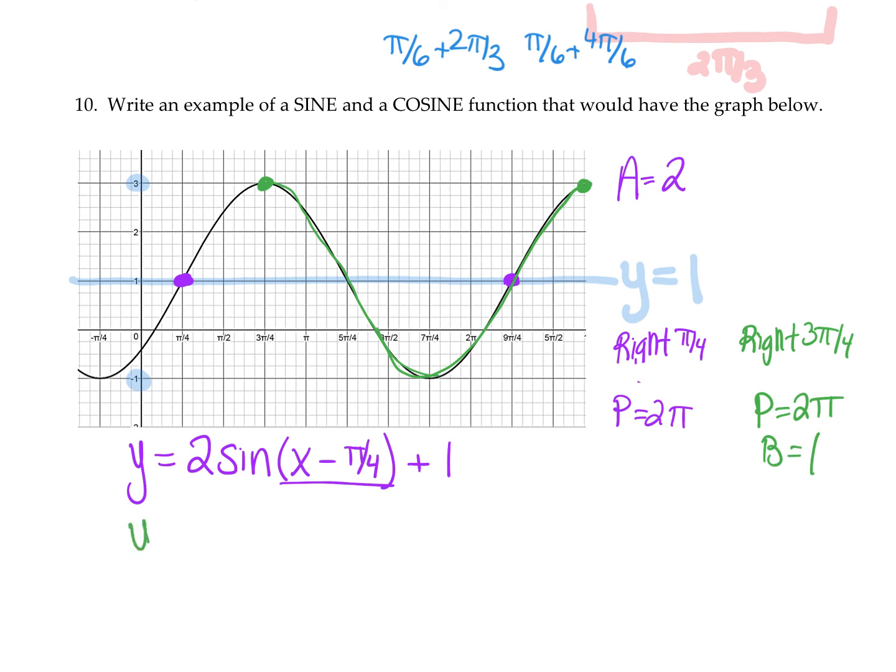So if I was writing a cosine function, I would still have an amplitude of 2. But now I'm shifted right 3 pi over 4. And again, I'm still shifted up 1.